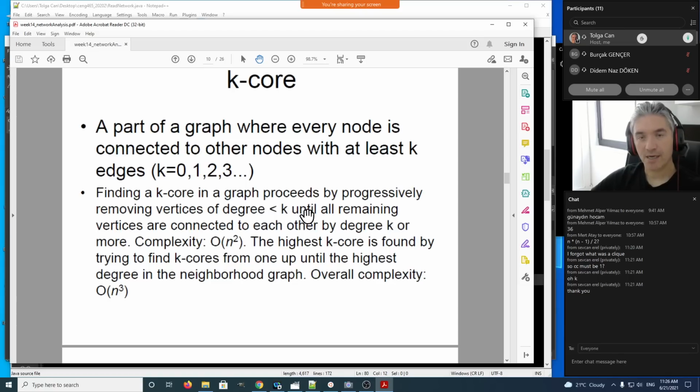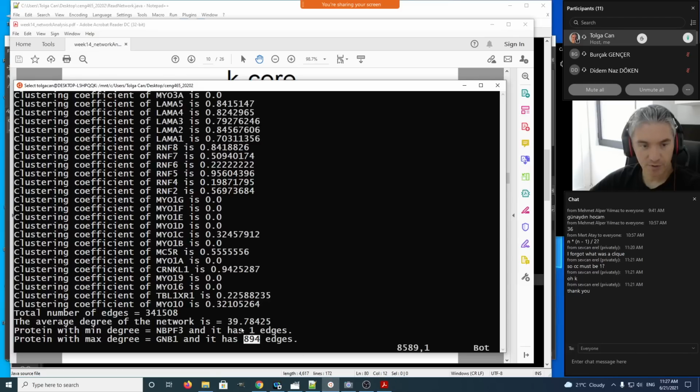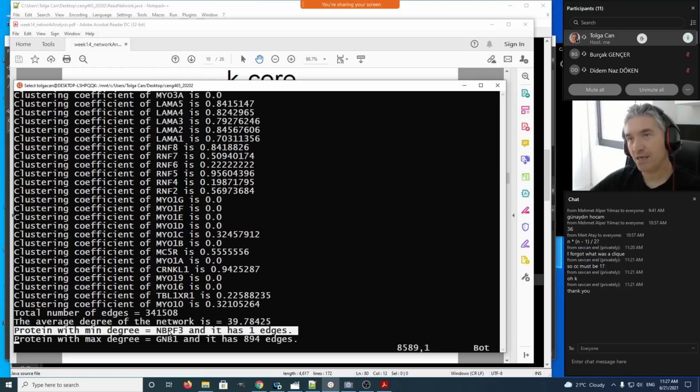First, it starts with k equal to 1. Okay, nodes that can only be members of K-core 1. So if the degree of a node, for example, let's look at this one. If you look at the output, the protein with degree, MBPF3, it has only one edge. Can this protein ever be a member of 2-core, 3-core? No, it has only one edge.